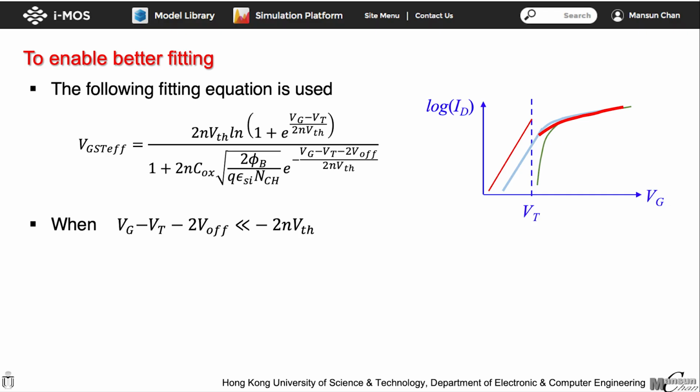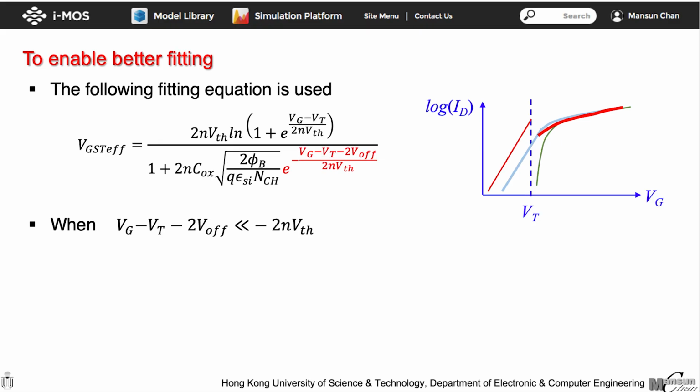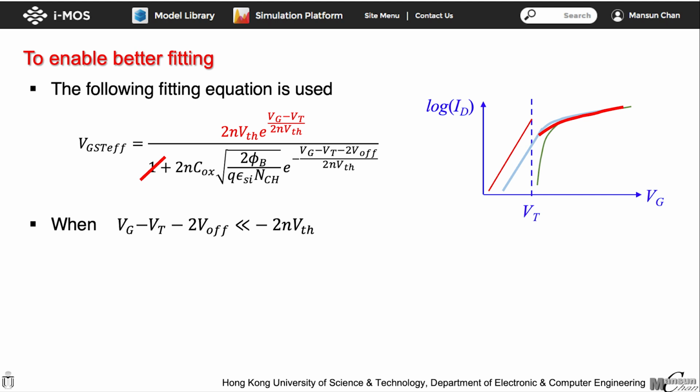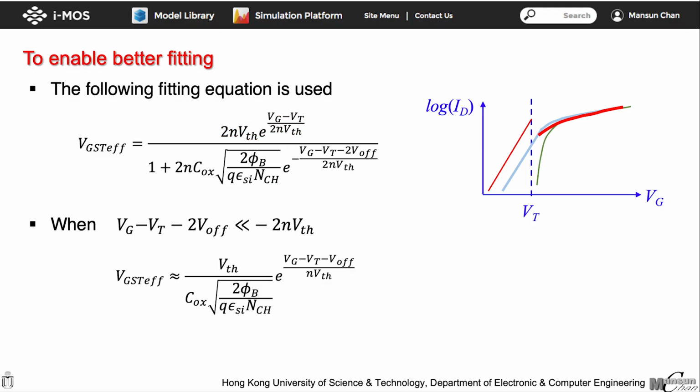When Vg minus Vt minus 2 times Voff becomes very negative compared with minus 2 times V thermal, the exponential term in the denominator will become very large, and the 1 in the denominator can be removed. The natural log and exponential function in the numerator can be approximated by an exponential function like what was discussed before. Then, the exponential functions in the numerator and denominator can be combined to give the following expression.